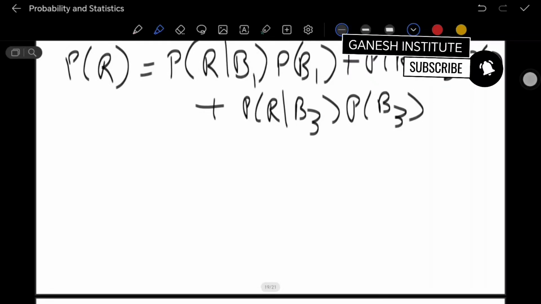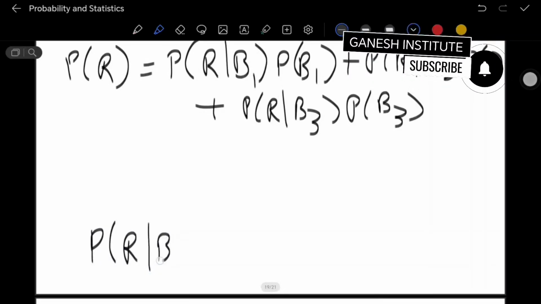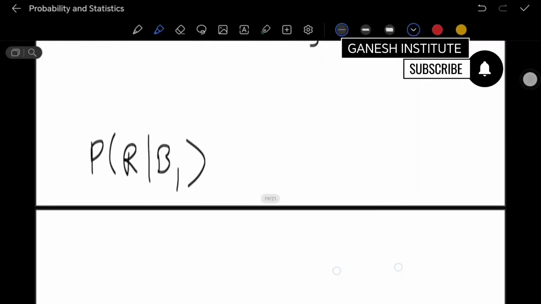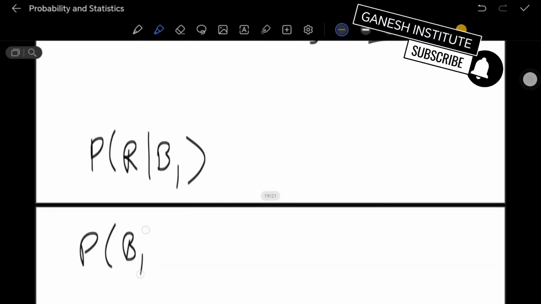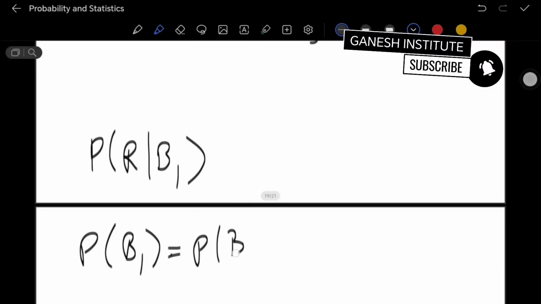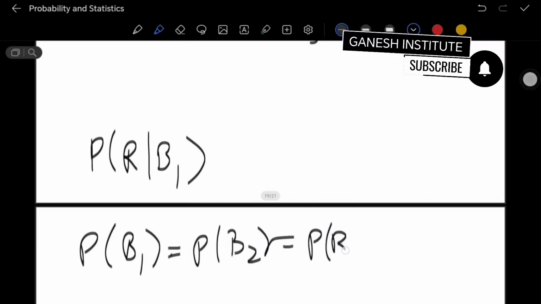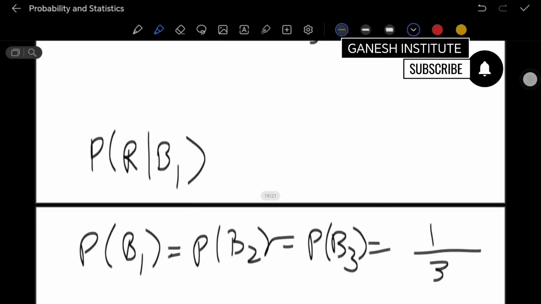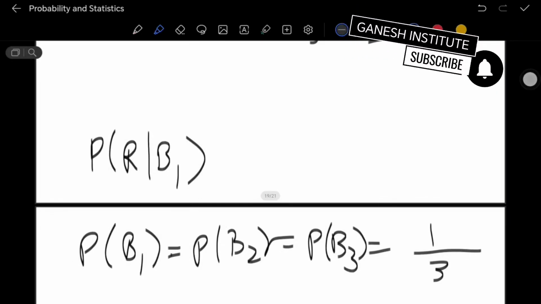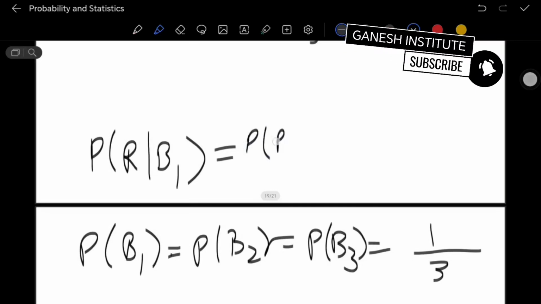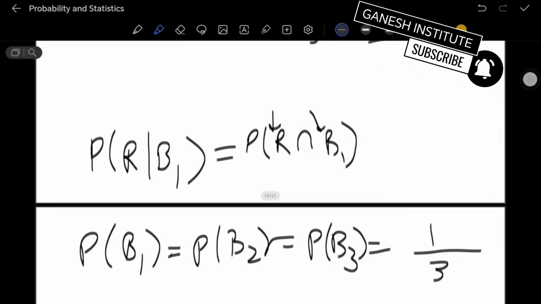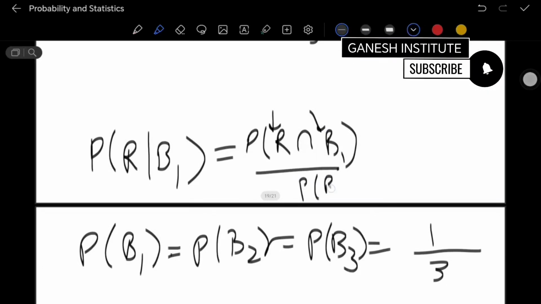So first up, P(R|B1). These are simple, P(B1), P(B2), P(B3). So probability is favorable outcomes upon total number of outcomes, right? We have only 3 bags and we need to choose one out of them. So it will always be 1 by 3, right? Equally likely. Now for R given B1, we have to have a red ball chosen from B1 and the probability of B1 in the denominator, right?